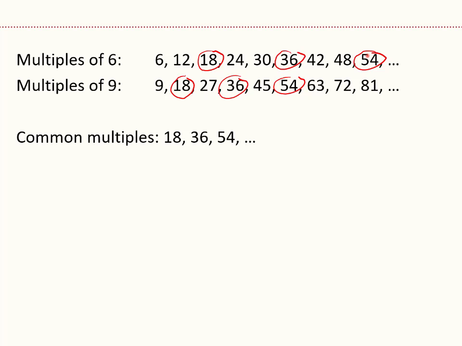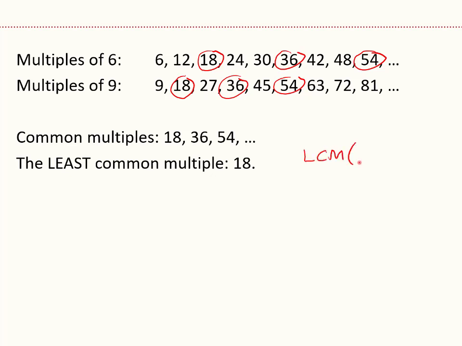But often we're interested in what is the least of the common multiples, and the least common multiple is 18. So we might write LCM of 6 and 9 equals 18. That's how you might see it. Or just simply, the LCM of 6 and 9 is 18.